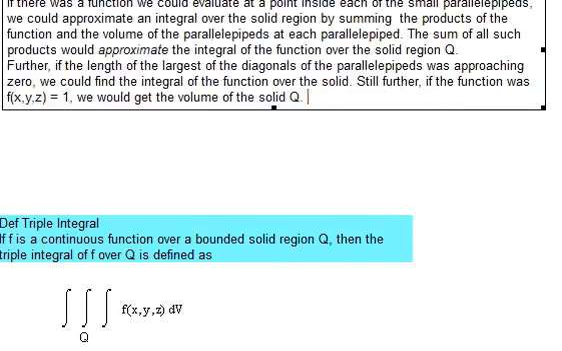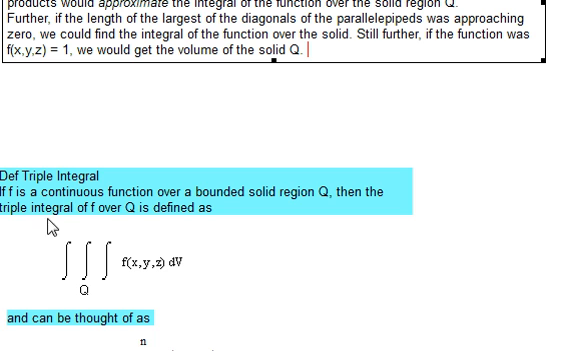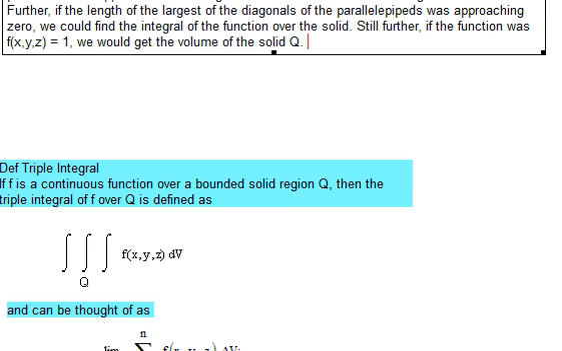So here's a definition of a triple integral. If f is a continuous function over a bounded solid region Q, then the triple integral of f over Q is defined as, here it is, the triple integral. Now it'll be difficult to describe the limits of integration, possibly, but not impossible. f of x, y, z dV, and again if f of x, y, z equals 1, that would be describing the volume of that region with a triple integral.